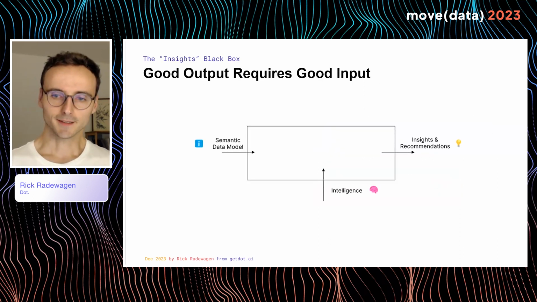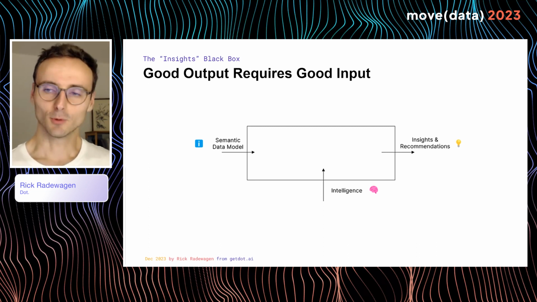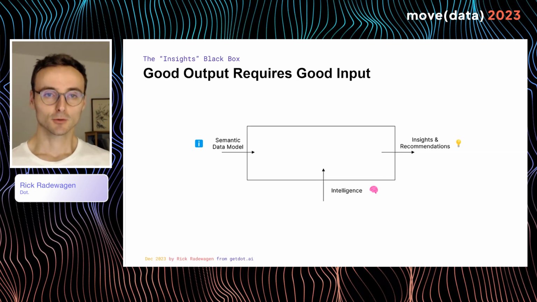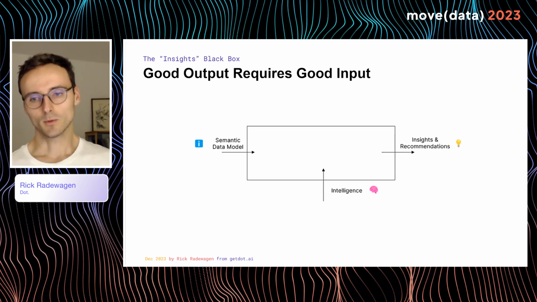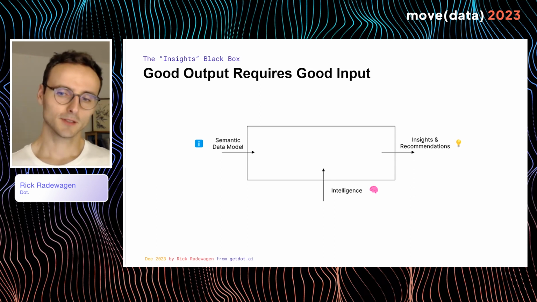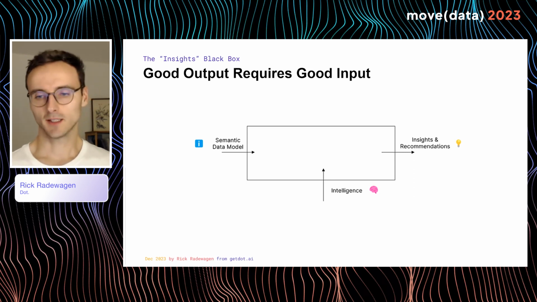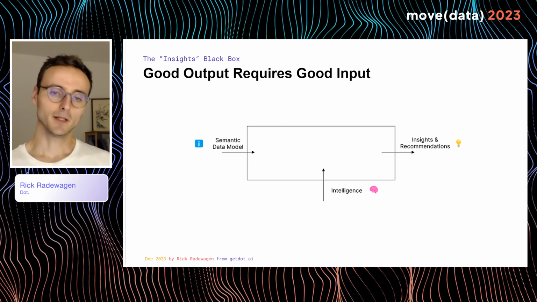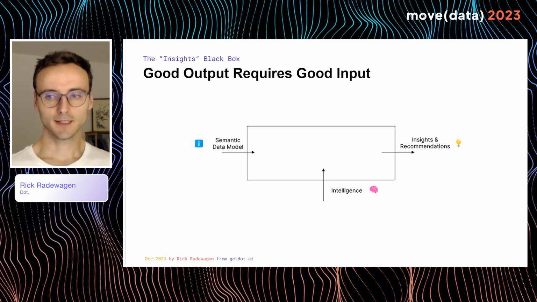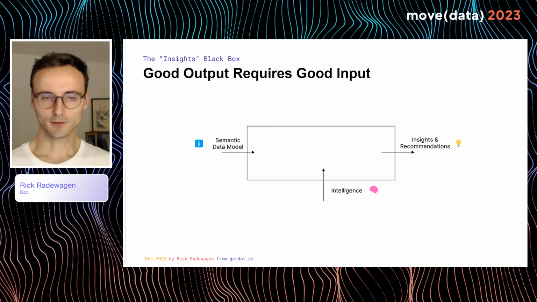As we know, if someone studied something like High Output Management, or it's even more famous, garbage in, garbage out. To get good output, we need good input. And if we use the famous black box approach, what are the inputs that we get? We get intelligence. In this case, it can be artificial intelligence. It can also be human intelligence. And we combine it with a really good semantic data model. We can get out insights and recommendations.